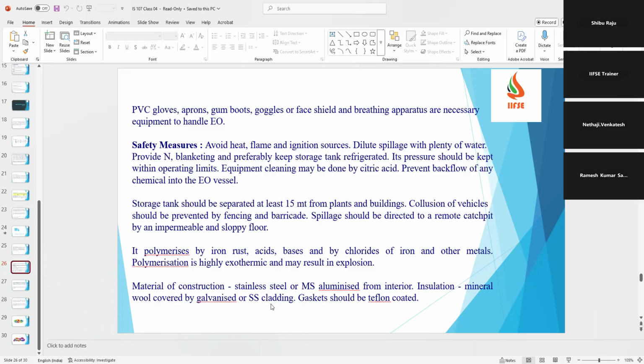Then materials of construction. Stainless steel and also MS aluminized from the interiors, insulation with mineral wool, and covered with galvanized or SS cladding. Gaskets should be Teflon coated. So for the gaskets we can prefer Teflon coated. The MOC will be stainless steel, which can be used for storing these materials.